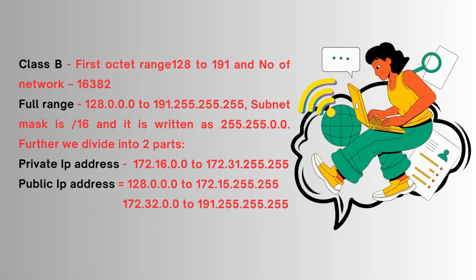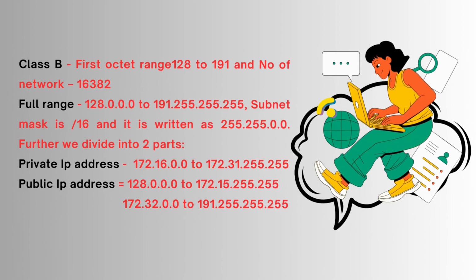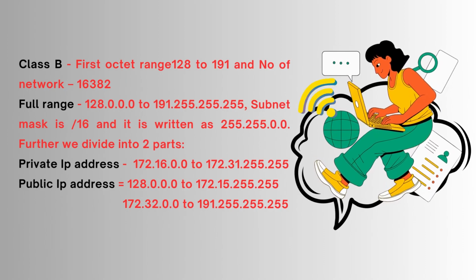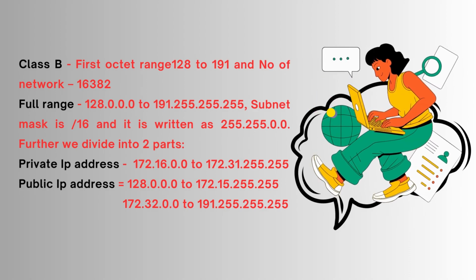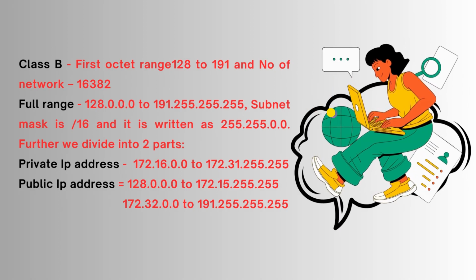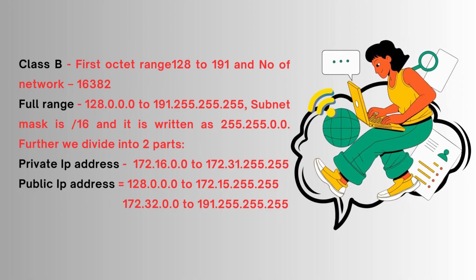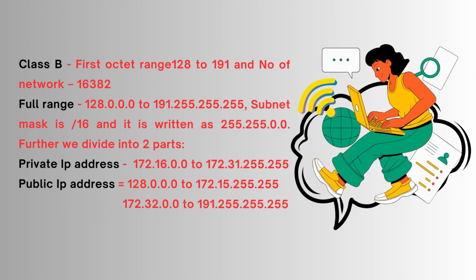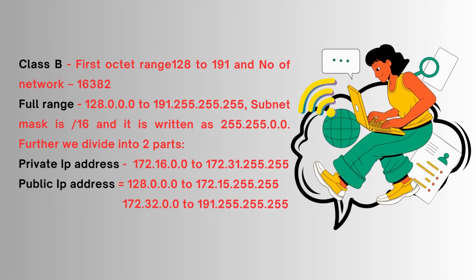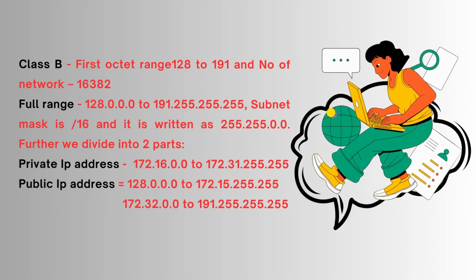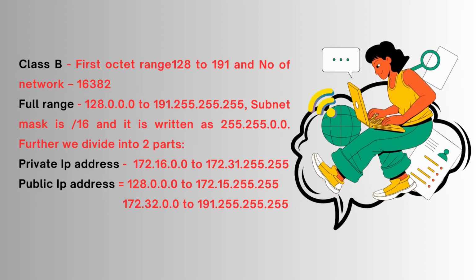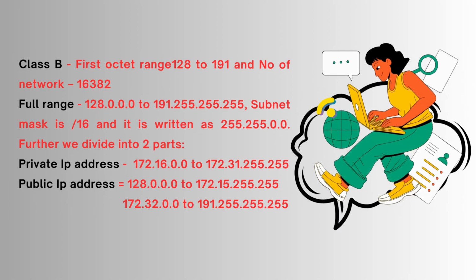Class B, first octet range 128 to 191, and number of networks 16,382. Full range, 128.0.0.0 to 191.255.255.255. Subnet mask is /16, and it is written as 255.255.0.0. Further, it divides into 2 parts. Private IP address, 172.16.0.0 to 172.31.255.255. Same as A, except private, all others are public IP addresses.